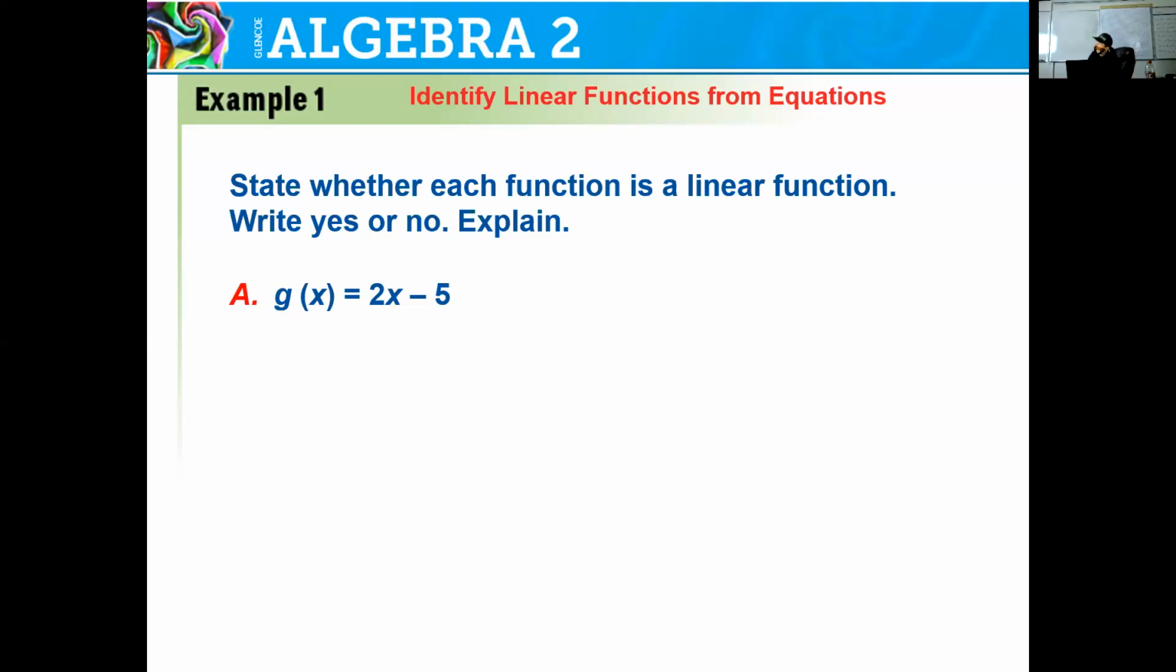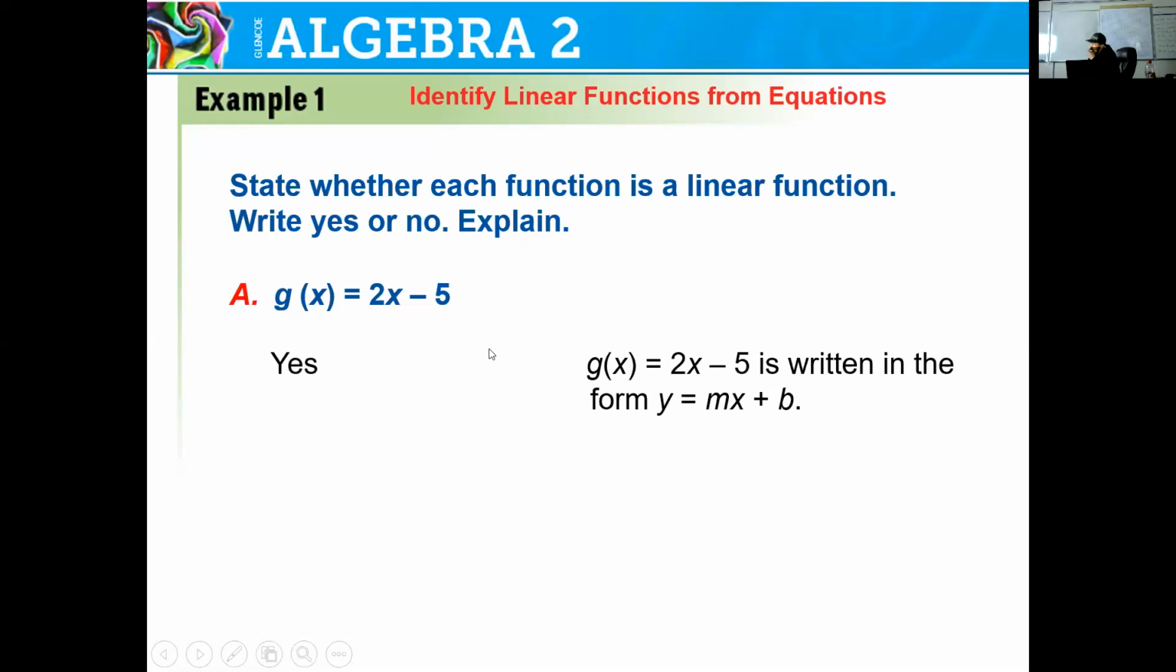Our slope is 2 here. Our y-intercept would be negative 5. So this is a prime example of slope-intercept form. Okay? So we're going to identify them by equations, where m is 2 and b is negative 5. m is your slope, b is your y-intercept.